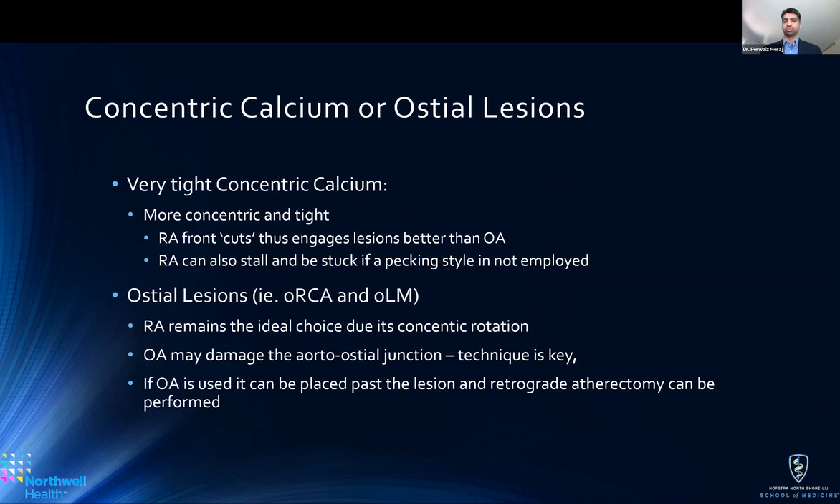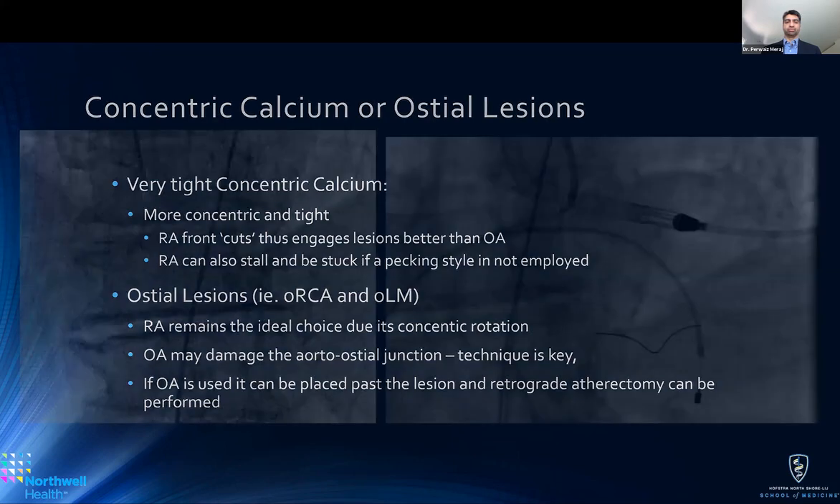Concentric tight calcium is where rotational atherectomy has always been the king. It front cuts, and therefore it can obviously engage the lesion better. Ostial lesions as well. When you have an ostial RCA, an ostial left main lesion, due to the coaxiality, it is still better to go with rotational atherectomy.